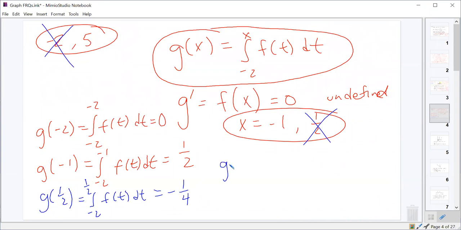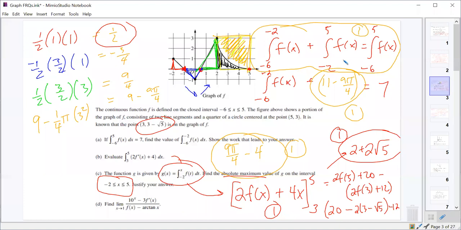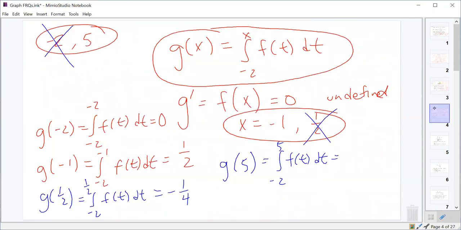Okay. And then lastly, we need to find g of 5. G of 5 is the integral from -2 to 5 of f of t dt. And I believe we already found that. The integral from -2 to 5 of f was 11 minus 9 pi over 4. Right?